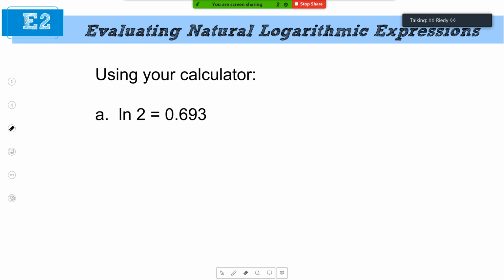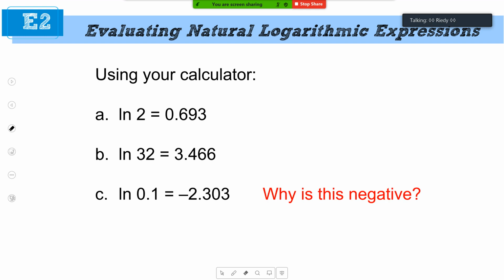All right, so we did a little bit of this already, so just to make sure that you know how to use your calculator. However, I do want to talk about part C. Why is the natural log of 0.1 equal to a negative number?